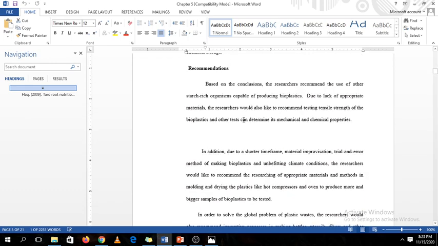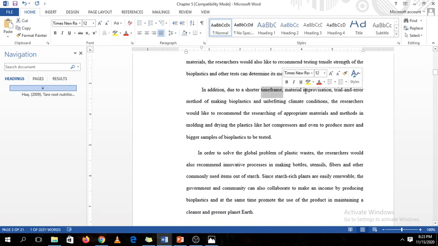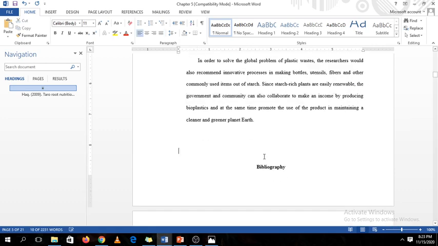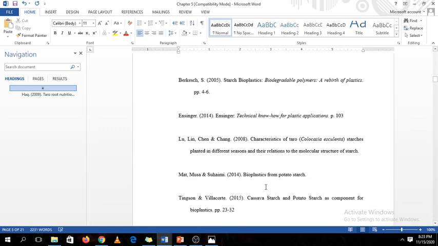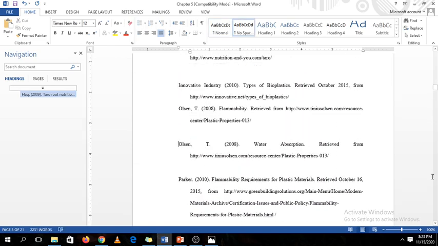The recommendation: what will you recommend to future researchers? So in this case, please be honest on this one, and make your recommendation. For example, because of the limited time frame, the materials were improvised, so there's a need for a longer time, and of course appropriate materials and laboratory apparatuses. Then, invite your community and the government to collaborate with your results. Then of course your references in APA format, in alphabetical order.